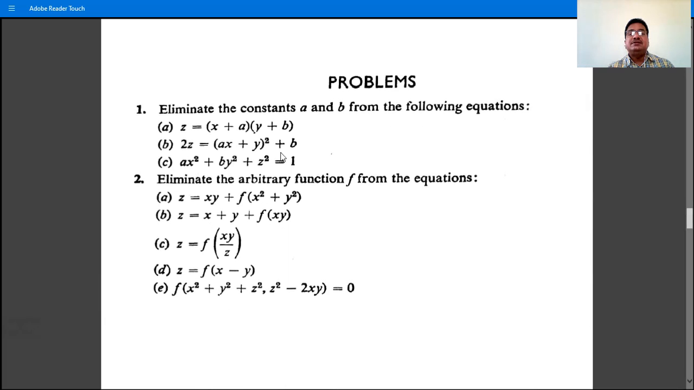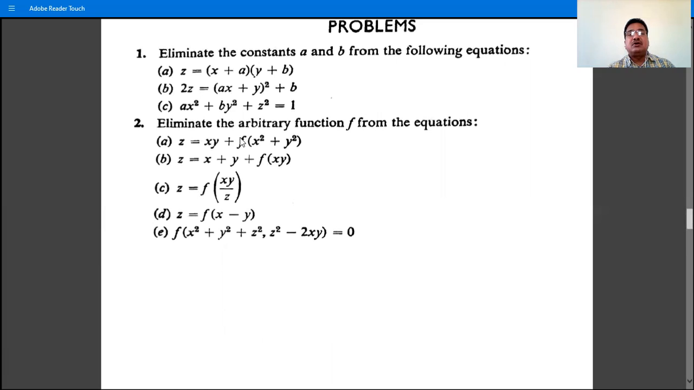So z is equal to (x plus a)(y plus b), that is we have to eliminate a and b and find the corresponding partial differential equation. So z equals a x plus y squared plus b, eliminate, that is differentiate this equation with respect to x and with respect to y. Suppose this is equation number 1, then differentiate with respect to x, equation number 2, differentiate with respect to y, equation number 3, and from equations 1 to 3 we have to eliminate these arbitrary constants a, b. Okay, solve all these problems.